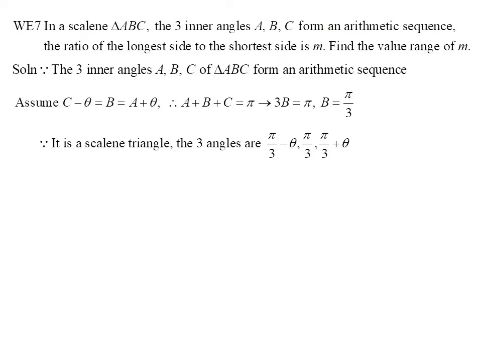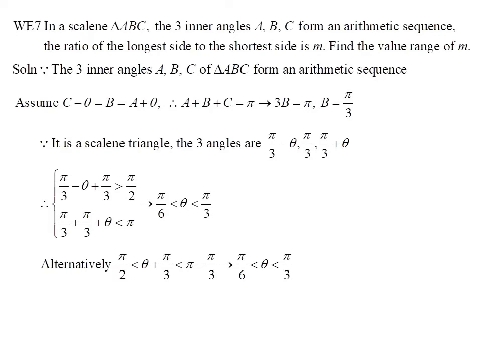Two inequalities can be established then. Hence we have inequalities such as pi over 3 minus theta plus pi over 3 is greater than pi over 2, and pi over 3 plus pi over 3 plus theta is less than pi. After solving the simultaneous inequalities, theta is found in between pi over 6 and pi over 3. Alternatively, the value range of the angle theta can be obtained by solving the inequalities of pi over 2 is less than theta plus pi over 3, which is less than pi minus pi over 3.